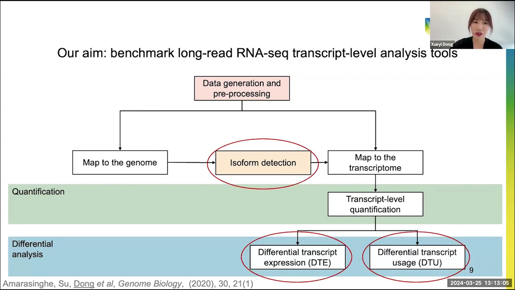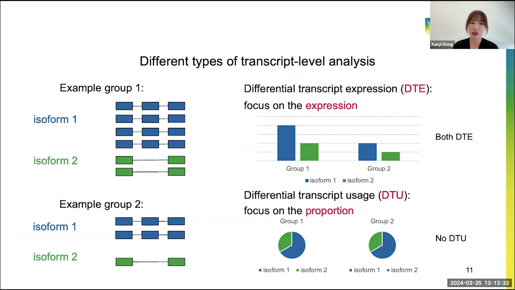In this study, because there is a lack of suitable data to perform benchmarking for the tools, and also there are a lot of tools already available now, our aim is to benchmark long-read RNA-seq transcript level analysis tools, and we will focus on isoform detection, DTE and DTU tools. And you may be wondering what the difference is between DTU analysis and DTE analysis. So here is an example where we assume there is a gene with two isoforms.